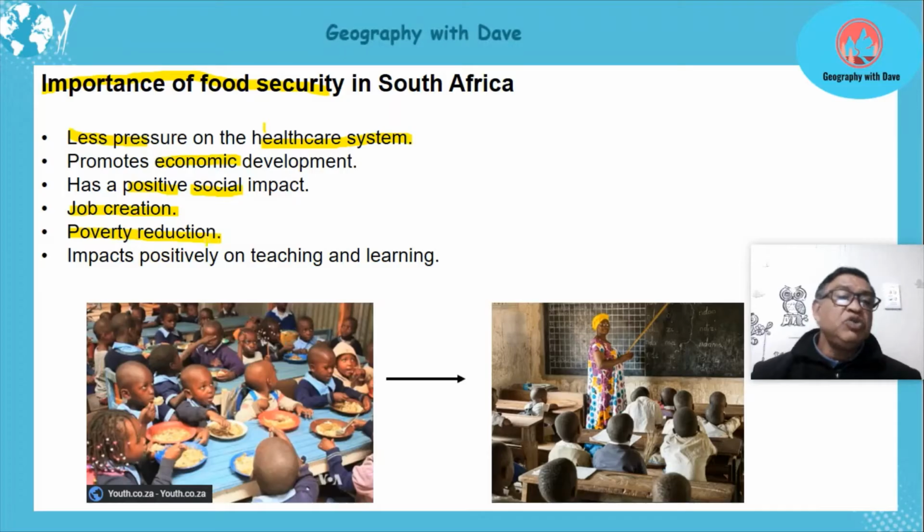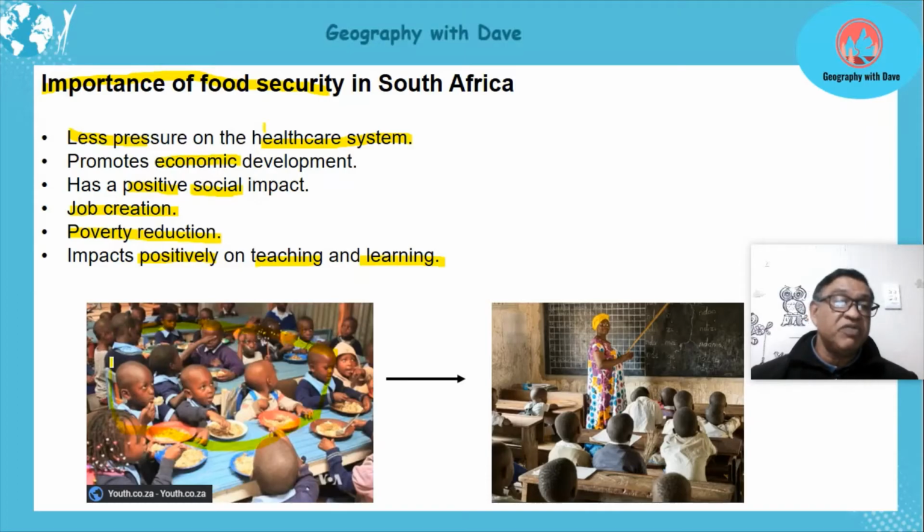I'm going to use one in context here. It impacts positively on teaching and learning. Now what do I mean by that? I'm looking at these two resources down here, and I am looking at how I can put that into context. So if I was given these two resources in an exam, I would go for this factor. It shows that food security impacts positively on teaching and learning.